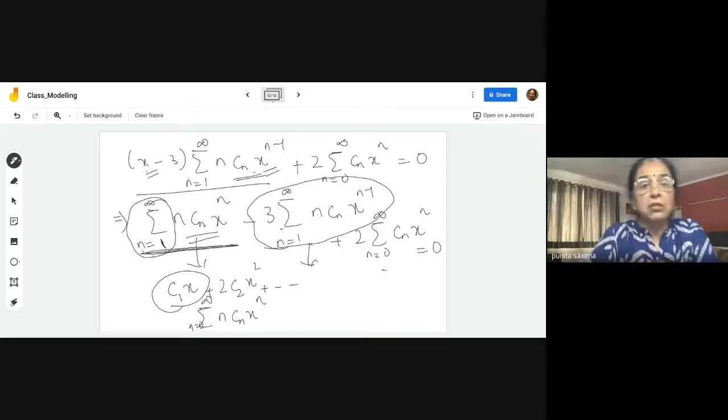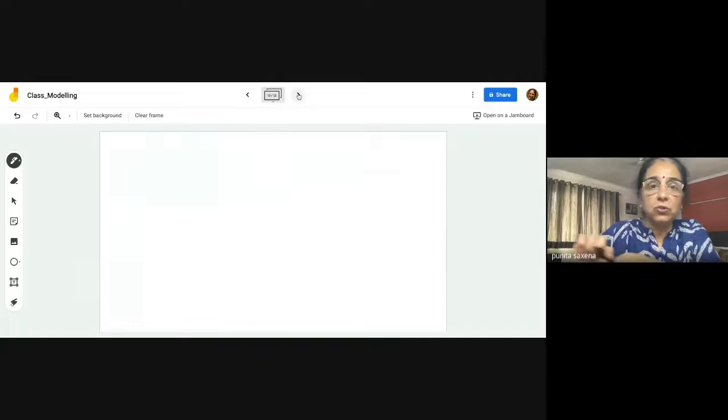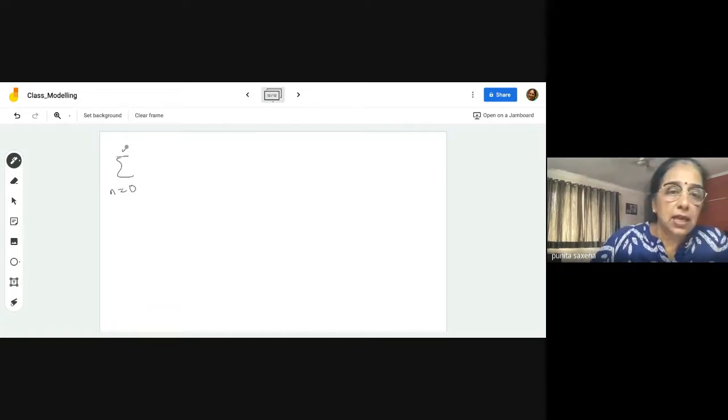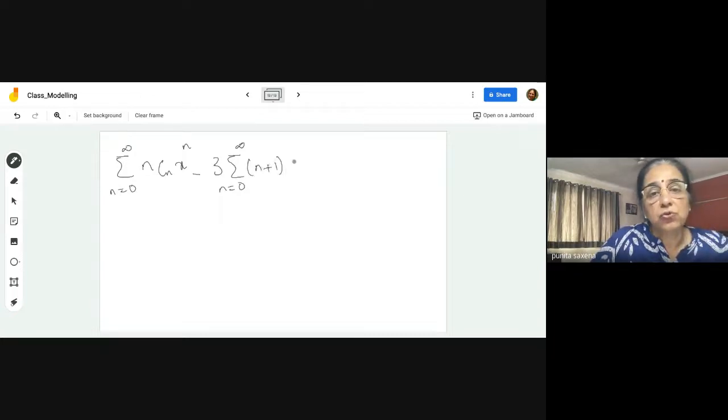Okay. So because we do that, what we can do here is now I can write my first term n equal to 0 to infinity and it still is n cn x^n. My second term now can be written as n equal to 0 to infinity. Now we are following the same formula there. So your n gets changed to n plus 1 and you get terms like this. And your last term is still the sum of 2cn x^n, n from 0 to infinity, equal to 0.